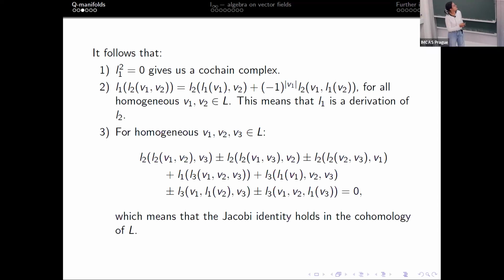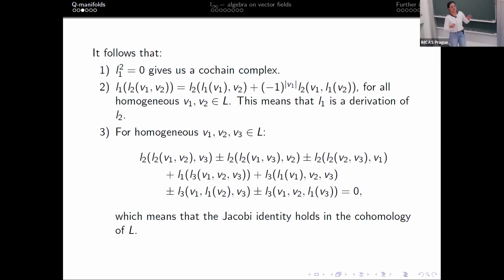And the third identity is given by this expression here. If we are working in the cohomology of L, these last four terms that we have here are going to be 0. So we just obtain the usual Jacobi identity. The meaning of this is that we have a dg-LA structure on the cohomology of L. So what we can say here is that an L-infinity structure is a generalization of a dg-LA.